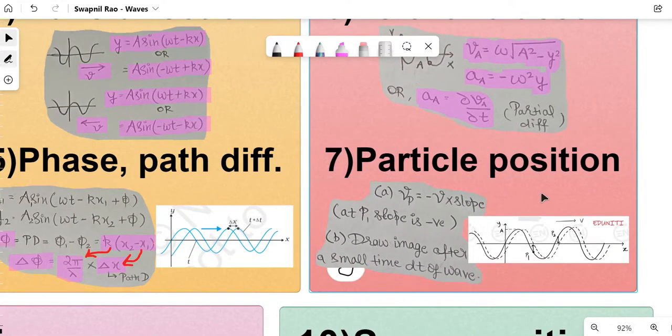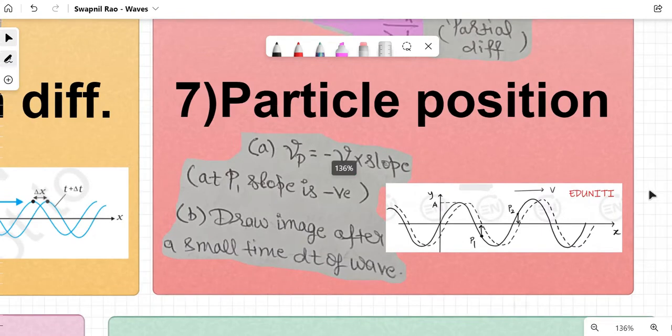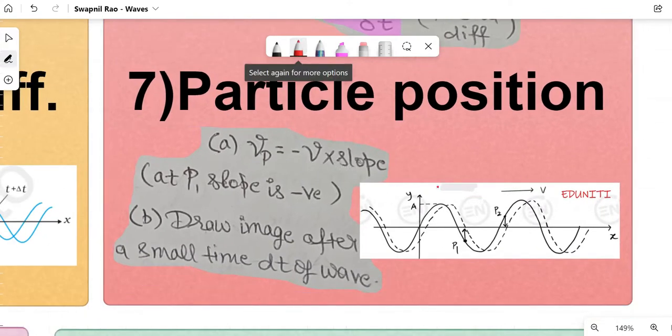Then we get the particle position. This diagram, which is from Edunity's channel, I've given the credit. It shows you how to find the position of the particle. There are two methods. Method number 1 leads you to memorize this formula: velocity of particle is equal to minus v into slope. As you can see, at point p1 the slope is negative. You might know how to draw the slope; it has been taught in 10th grade. This angle is negative, tan would be around 135 degrees or so, which is negative. So if the slope is negative and the formula already has a negative, the velocity of the particle would be positive, which means it would be going in the upward direction. So this would be the position of the particle.